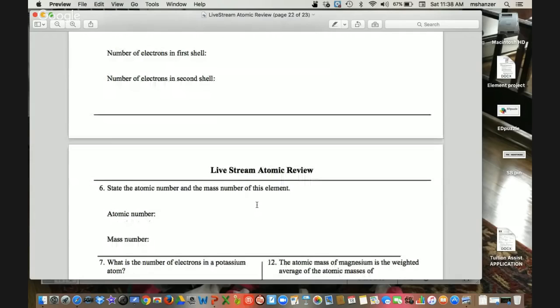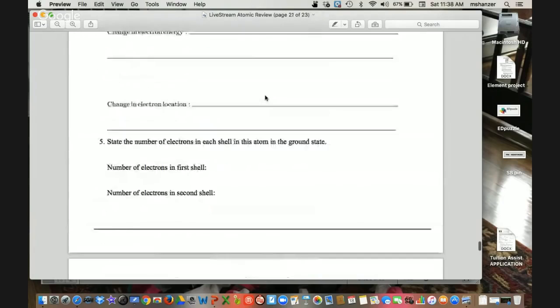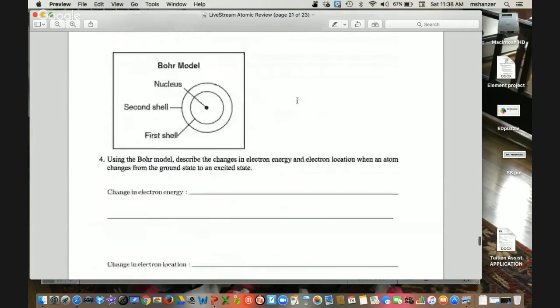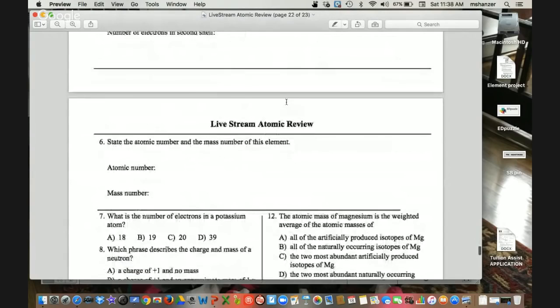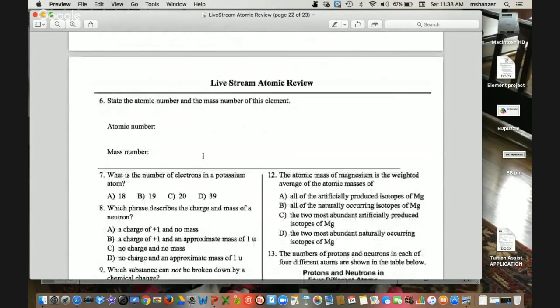Now the last question says, state the atomic number and the mass number of this element. Well, we already figured out that its atomic number is going to be the same as the proton number. And if we talk about the mass number, the mass is going to be protons plus neutrons, which is 9. So for our answers here, atomic number would be 4, mass number would be 9.